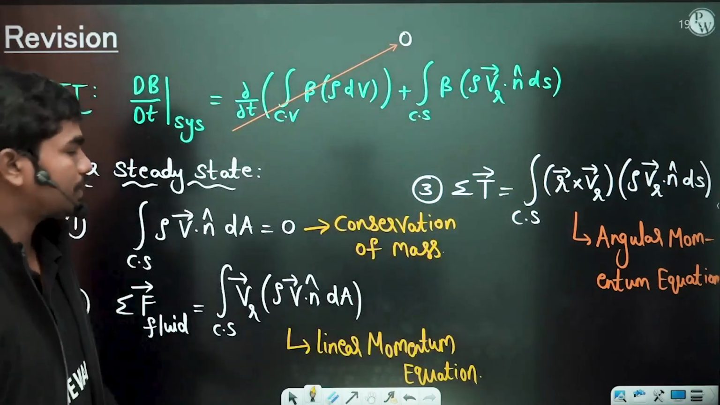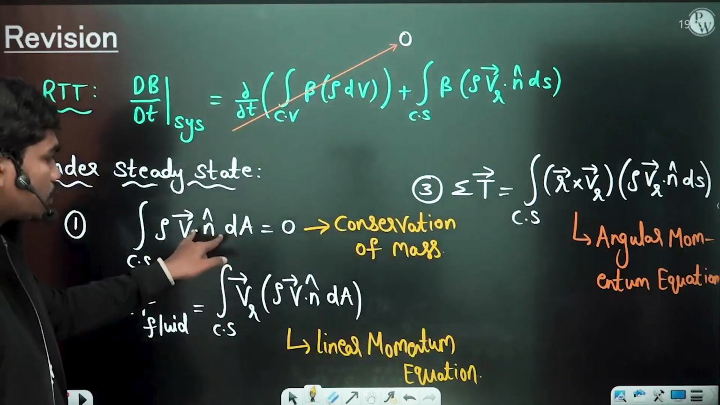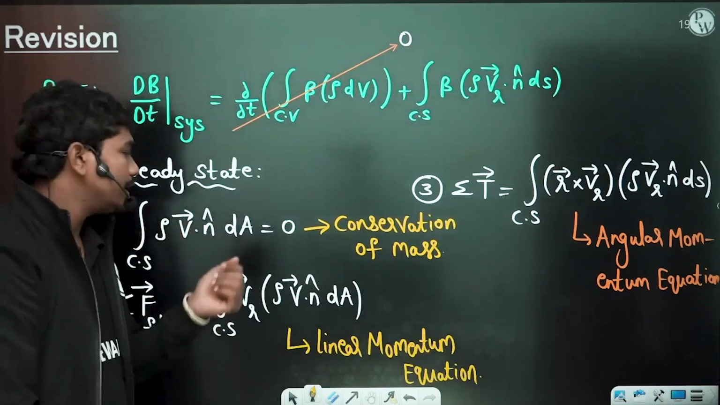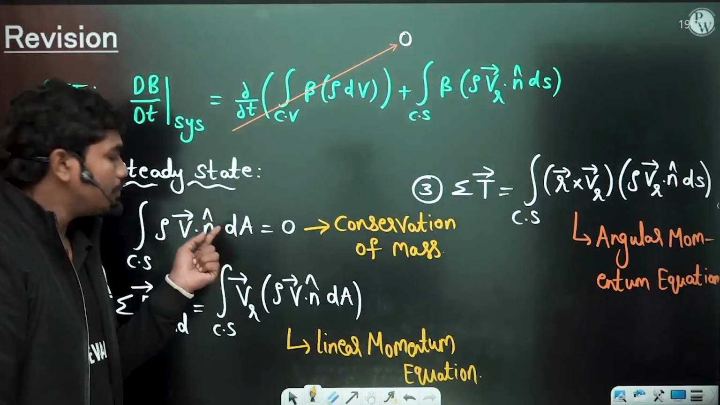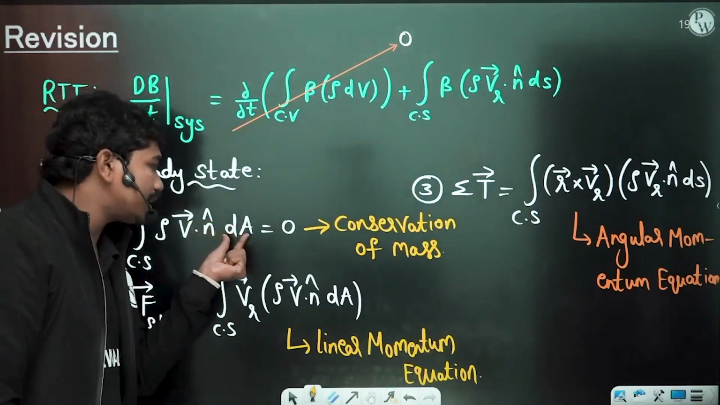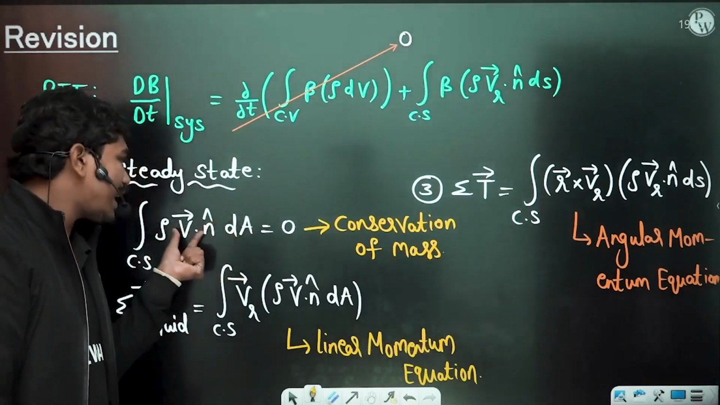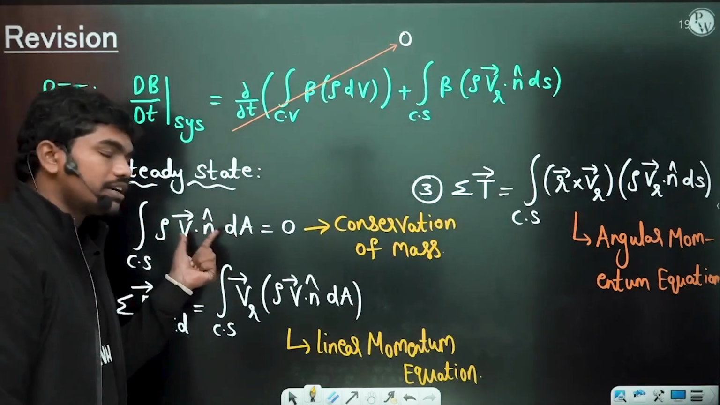Now try to understand something. Look, let us suppose this V bar and this n cap are collinear, meaning the angle between them is 0. The meaning of that is basically that dA and V bar are perpendicular to each other. Correct? Because n cap is the vector which is perpendicular to dA. So if V bar is also perpendicular to dA, then definitely the angle between these two is 0 degrees. So this equation gets converted to ρV dA.